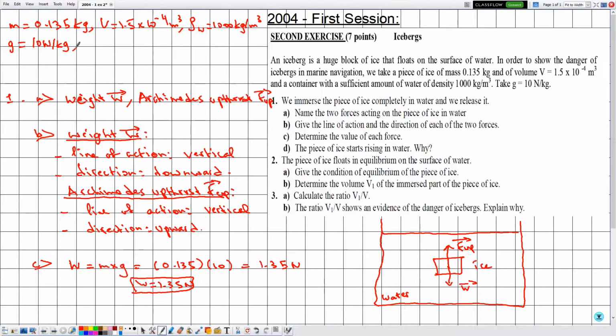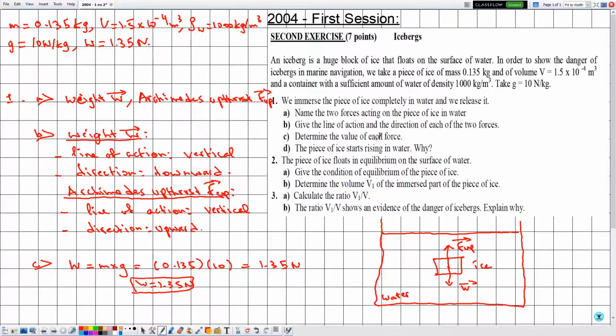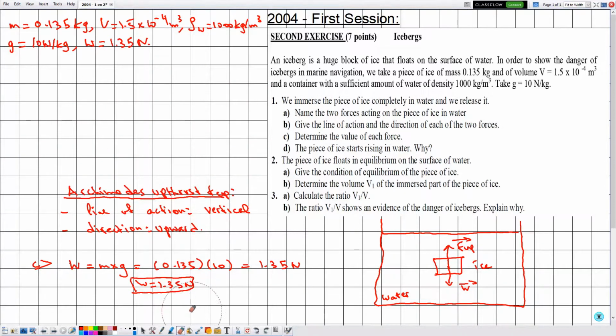So here let me say that the value of the weight is given by 1.35 newtons. And they are telling me to determine the value of each force, so we need to determine the magnitude of both forces. We have determined the magnitude of the weight. It's left to determine the magnitude of Archimedes upthrust. So F upthrust is equal to what?